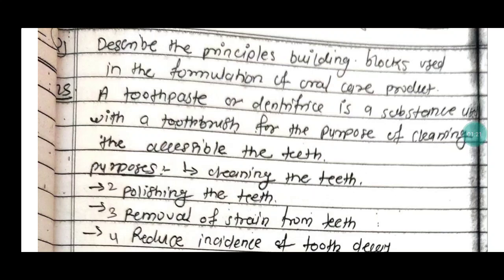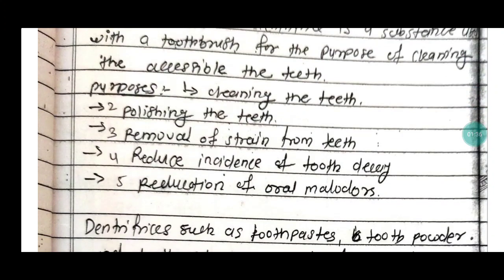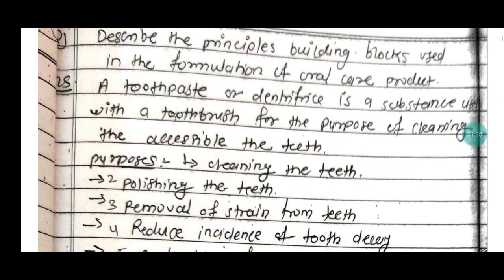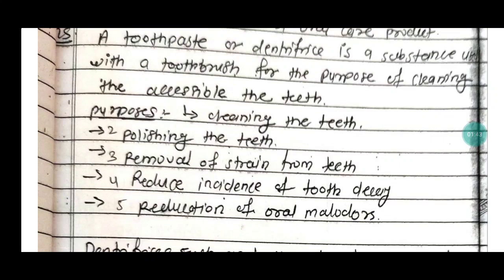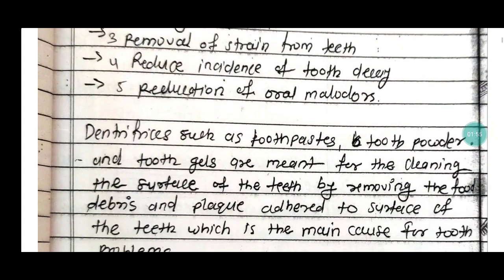This is the first question from the second unit, 10 marks, and the answer is: a toothpaste or a dentifrice is the substance used with a toothbrush for the purpose of cleaning the accessible surfaces of the teeth. The purposes of dentifrices or oral care products are cleaning the teeth, polishing the teeth, removal of stain from the teeth, reducing the incidence of tooth decay, and reduction of oral malodors, that is bad odor.